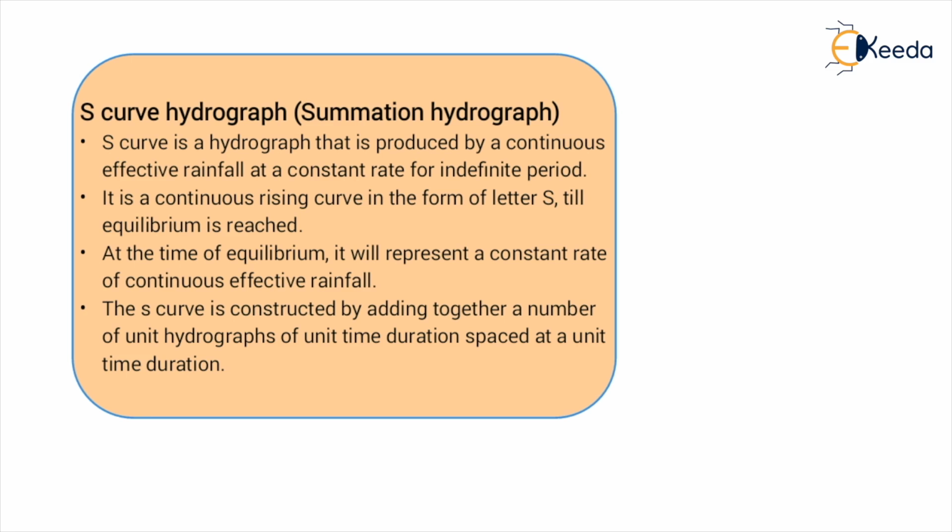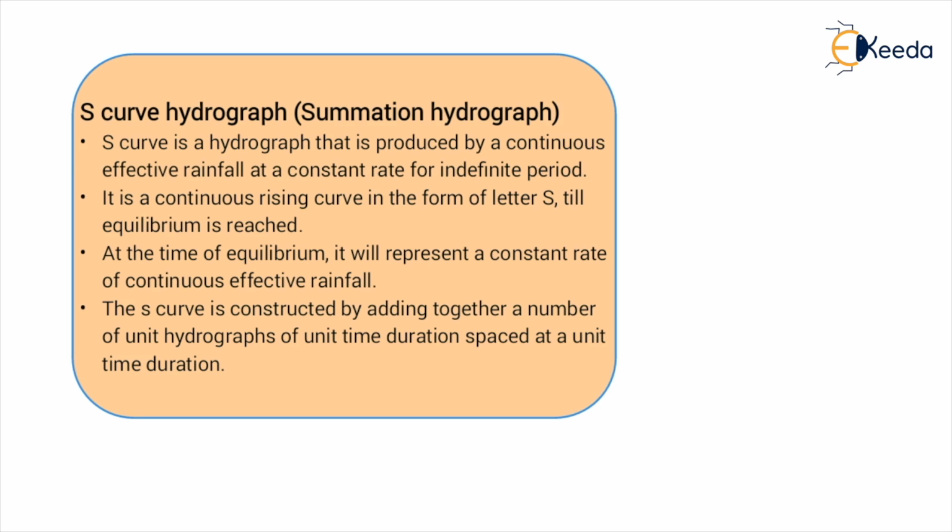So let's start the S hydrograph analysis. An S-curve is a hydrograph that is produced by a continuous effective rainfall at a constant rate for an indefinite period. So here, this is our third condition and third parameter, on which the S-curve hydrograph depends.